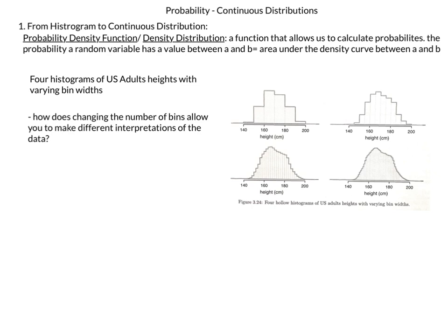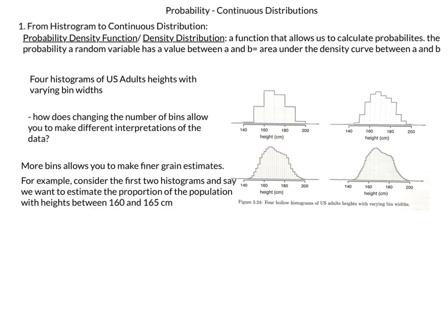And the question is, how does changing the number of bins allow you to make different interpretations of the data? And the answer is more bins is going to allow you to make finer grain estimates. For example, consider the first 2 histograms. The first one where each bin represents 10 centimeters, and the second one where each bin represents 5 centimeters.